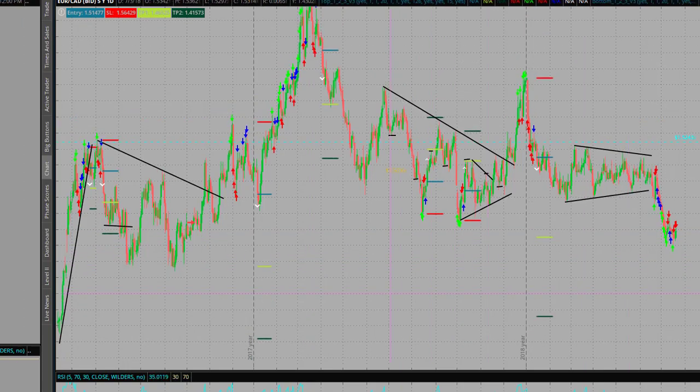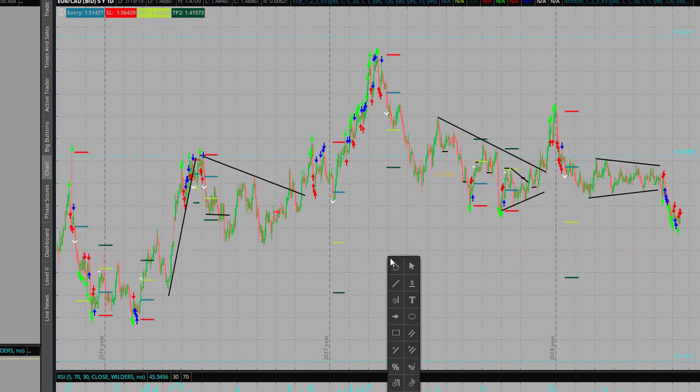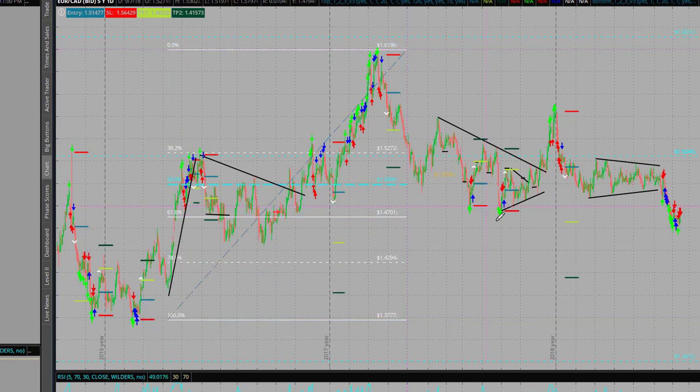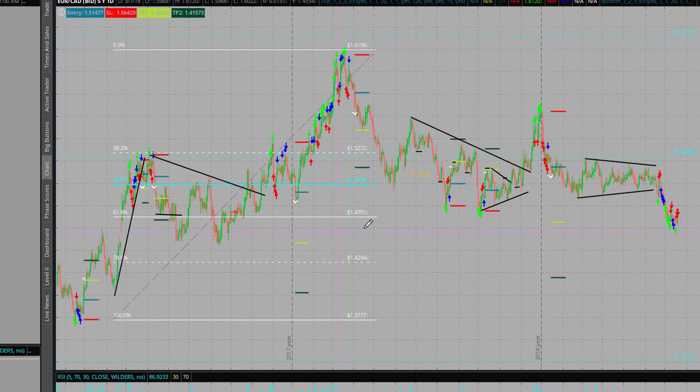If we want to take it a step further, we can use a little trick where we take the last swing low and measure to the last swing high. You can see that we have come down right into the 61.8%, or I believe Fibonacci nuts call that the golden ratio. So here we have come down to the 147 level, which is also the 61.8.